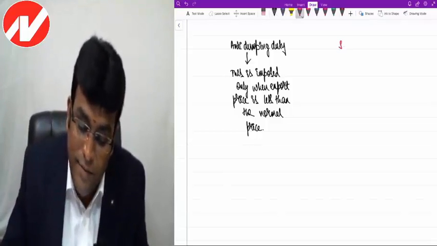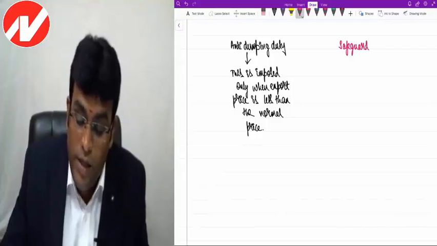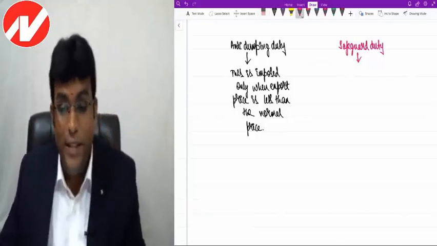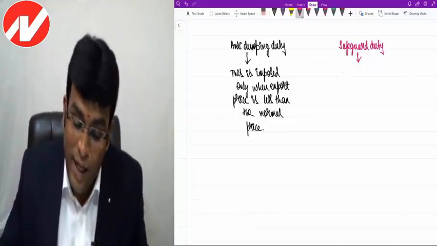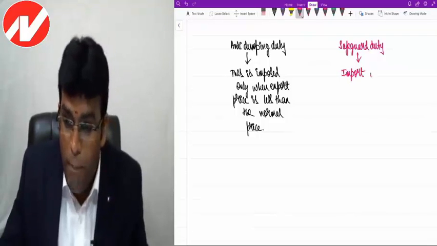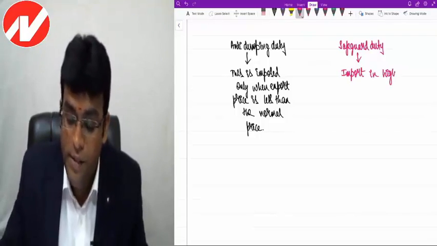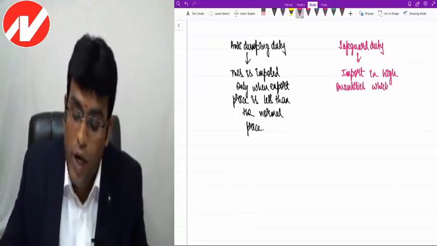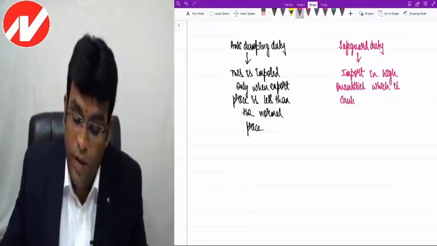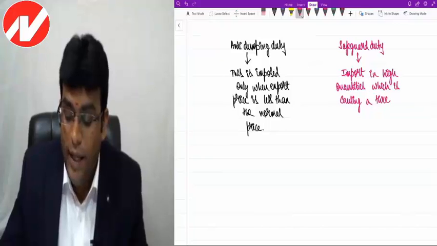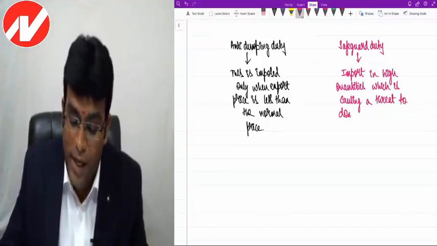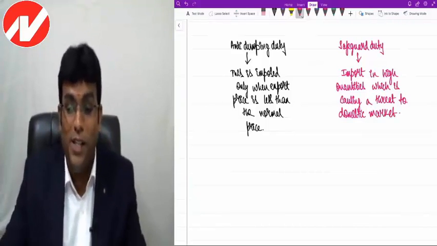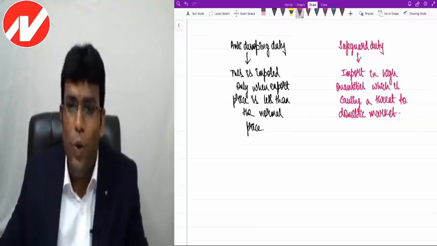But whereas safeguard duty is imposed only when there is import in high quantities, which is causing a threat to domestic market. I repeat one more time, my dear friends, which is causing a threat to what? Domestic market, because of huge imports.